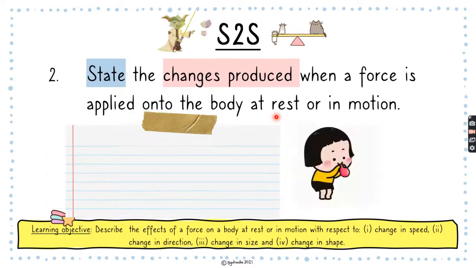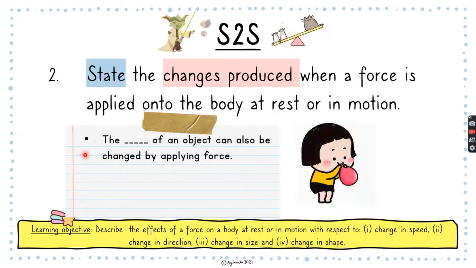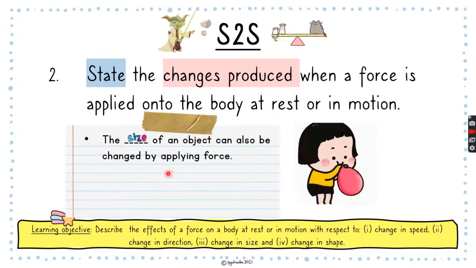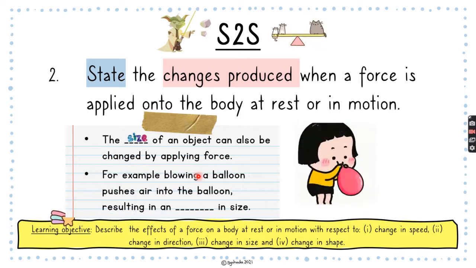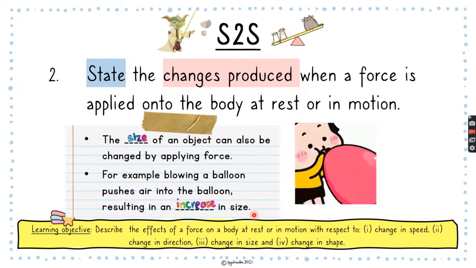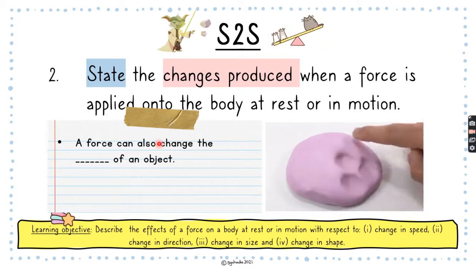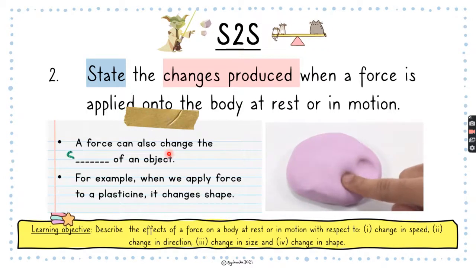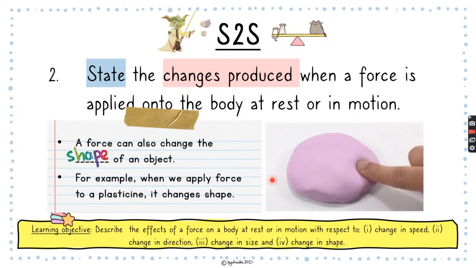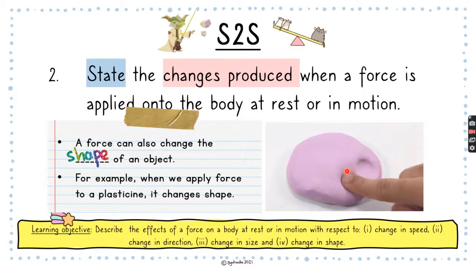Fourthly, the size of the object can also be changed when you apply force, and an example is when you blow or force air into a balloon. This causes an increase in size of the balloon. And then lastly, a force can also change the shape of an object. For example, if we apply force onto plasticine, it also changes shape.